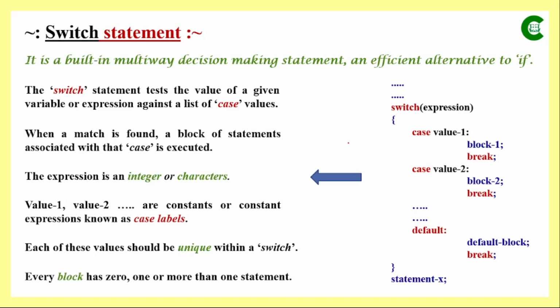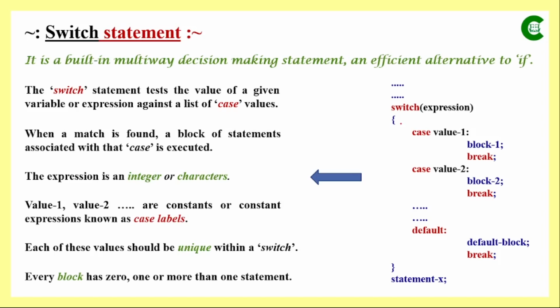And fortunately, to avoid that type of scenario, C has a built-in multi-way decision making statement that is known as the switch statement. This is the syntax of the switch case statement in C programs. Now the key features are that there will be many alternatives, and from there we need to choose one alternative, and accordingly we need to process that statement.